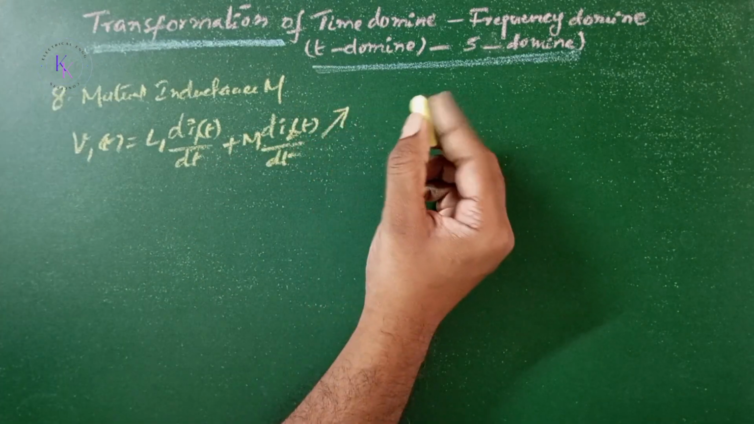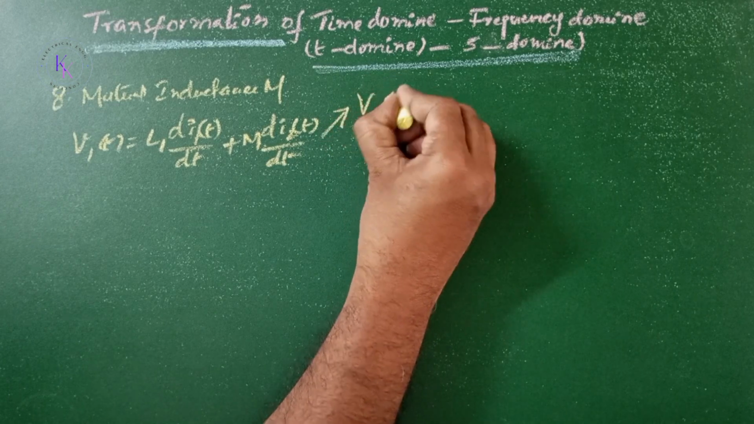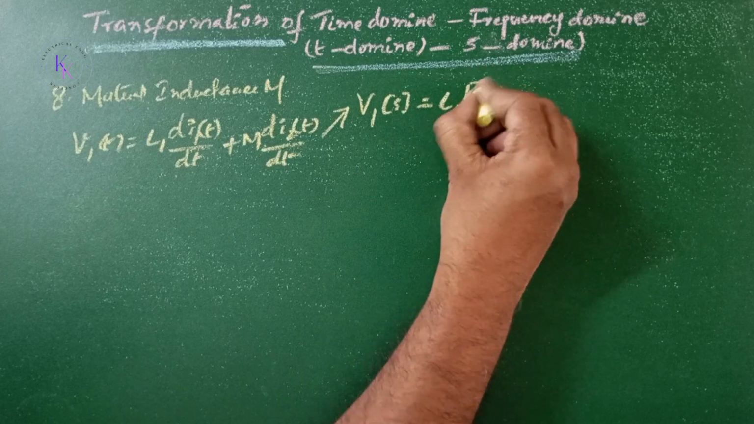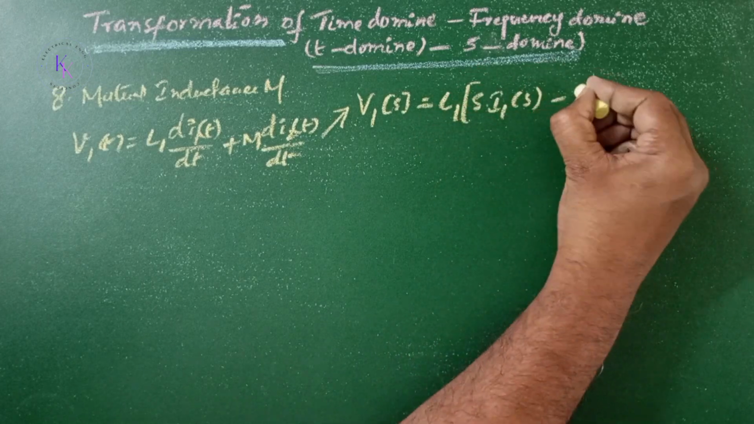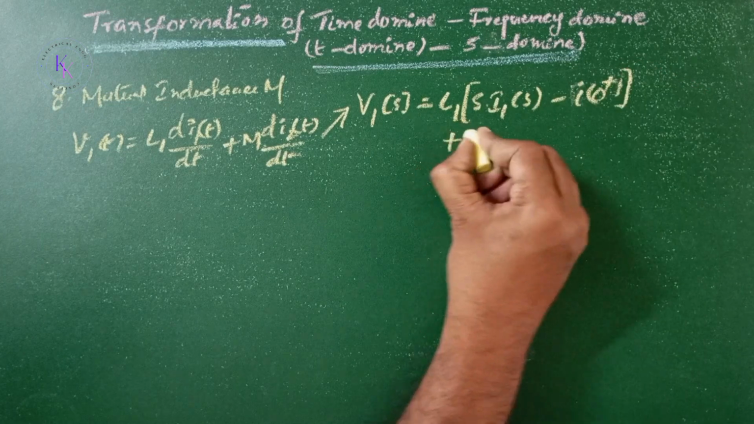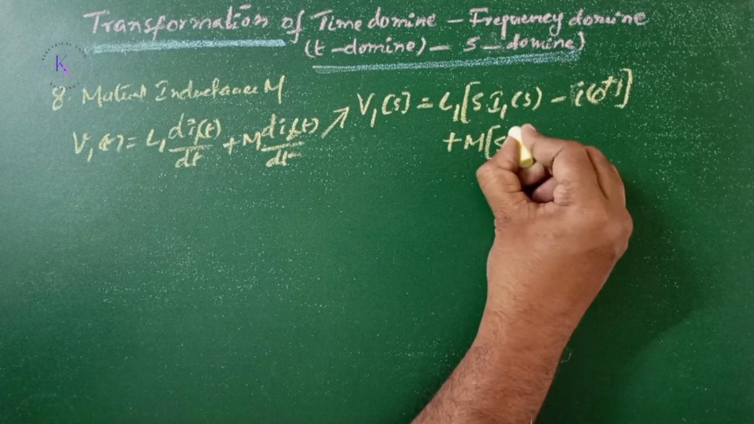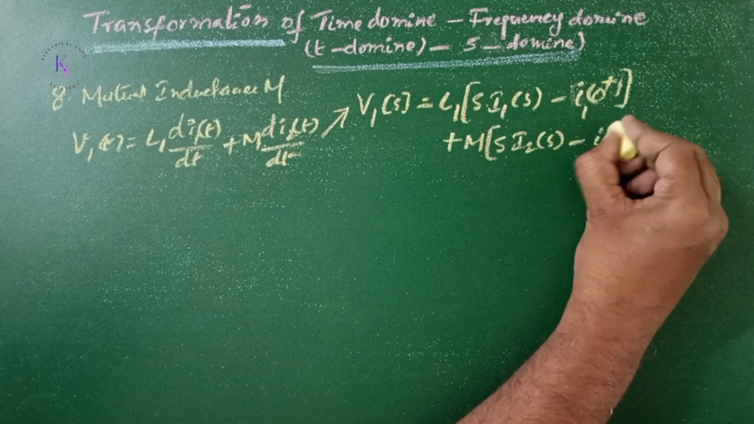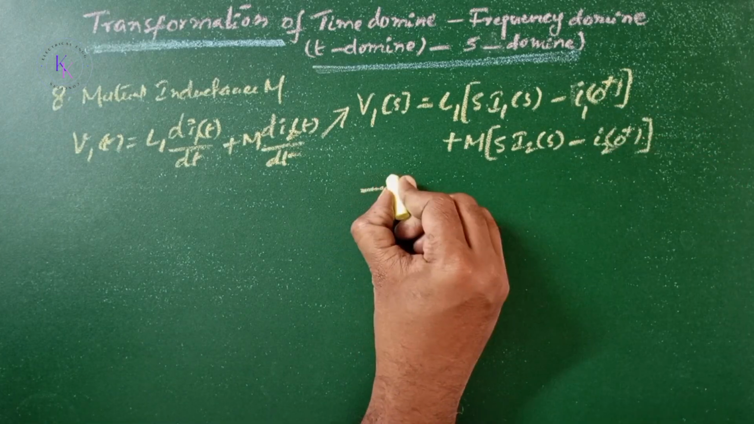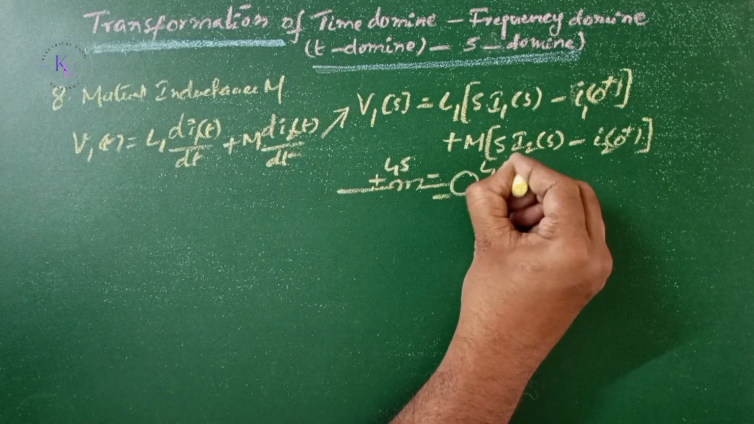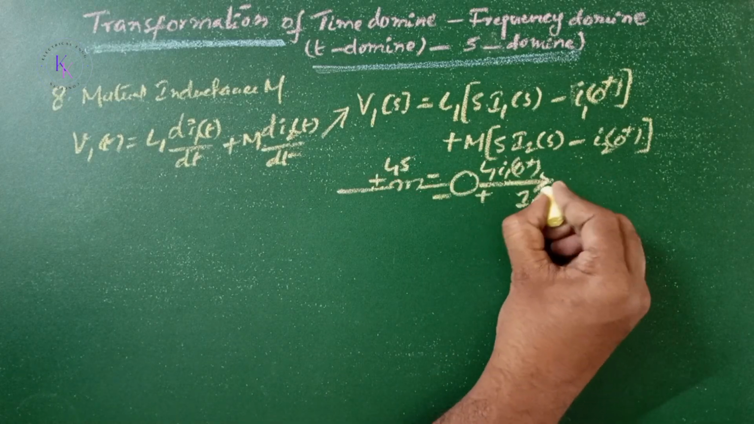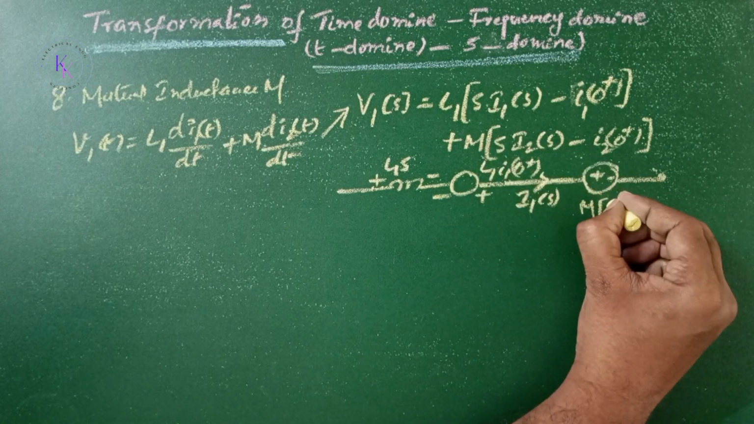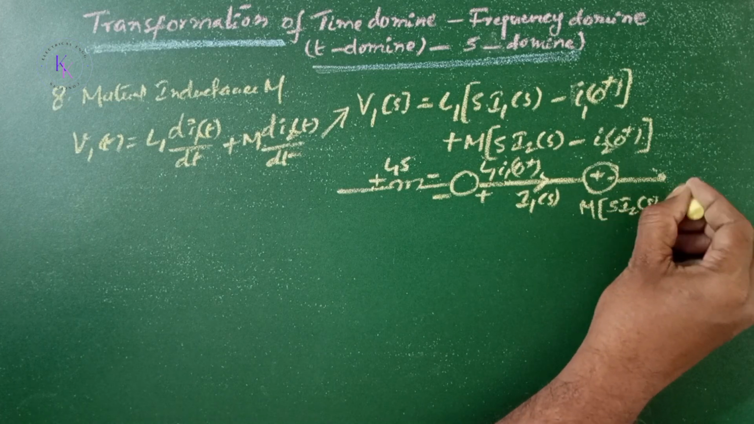This in s-domain will give us V1 of s equals, in differential form, L1 of s times I1 of s minus I1 at 0, plus M of s times I2 of s minus I2 at 0. In the circuit it can be represented as L1 s, with L1 I1 at 0, giving us I1 of s, plus and minus, and this value equals the second term M of s times I2 of s minus I2 at 0.